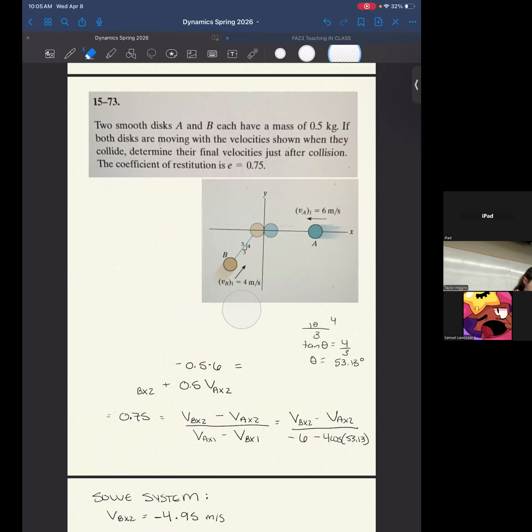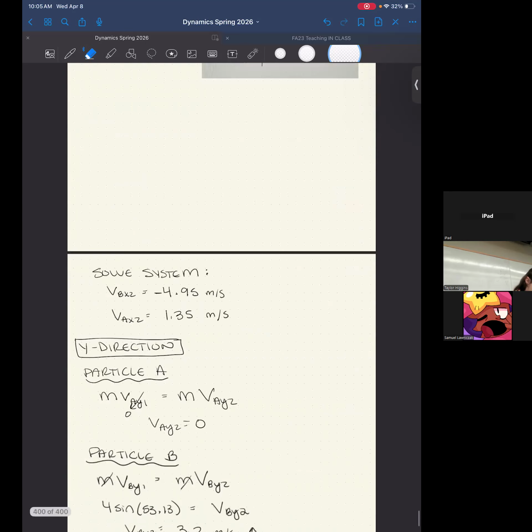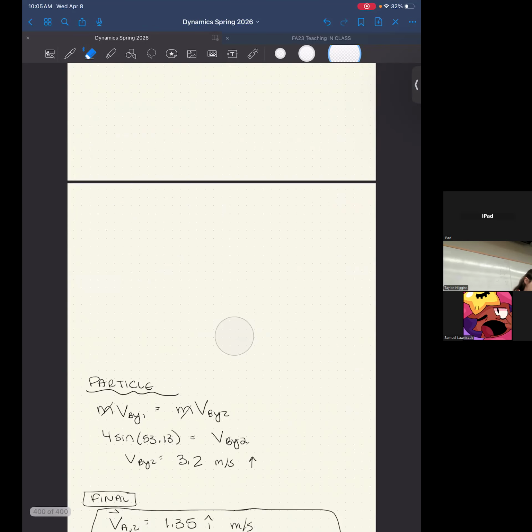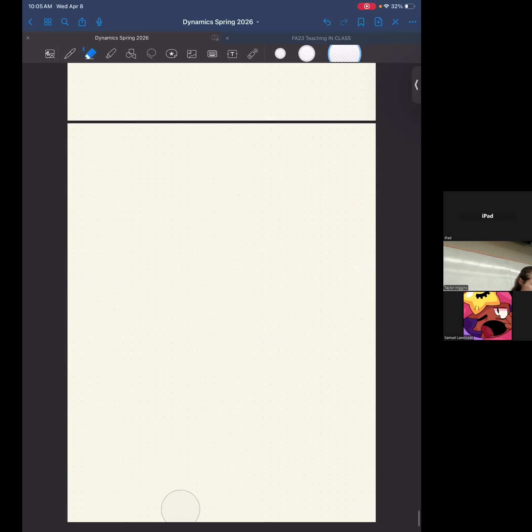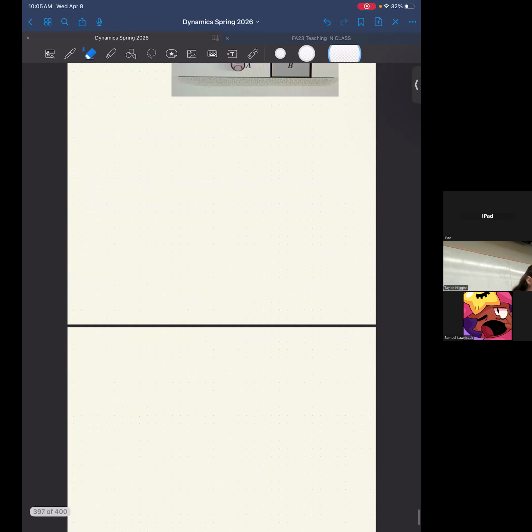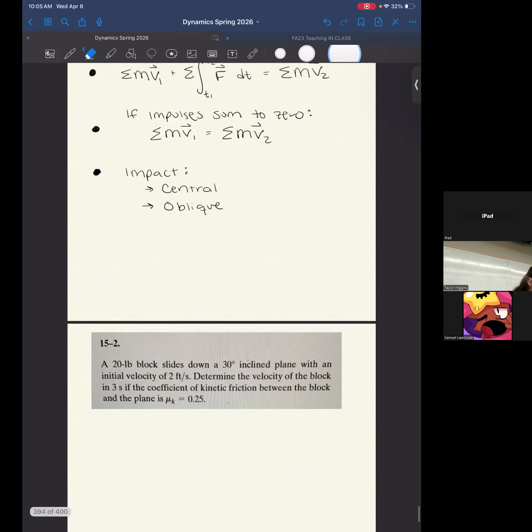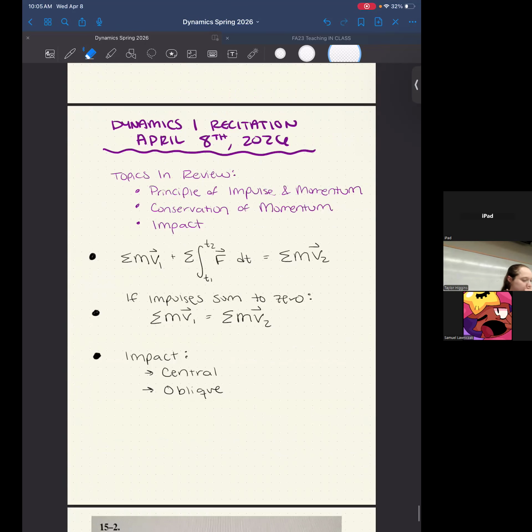So I believe what I did is I tried to get us a problem for the principle of impulse and momentum, a problem for central impact, and a problem for oblique impact. So that's roughly what we're getting done today. Quick review of equations. This one here is the principle of impulse and momentum. And then, of course, if all of our impulses sum to 0, we get the conservation of momentum equation.